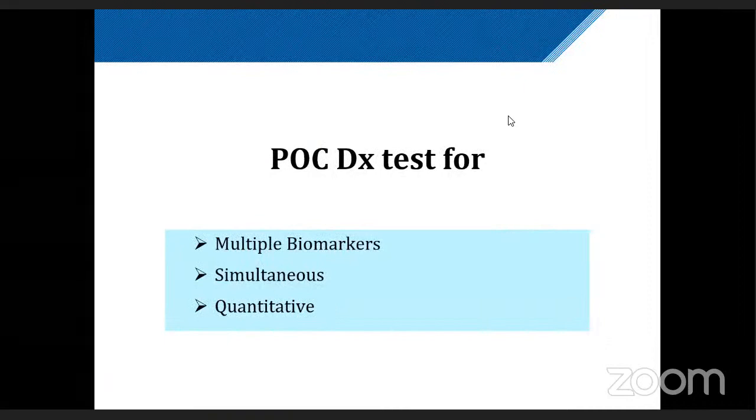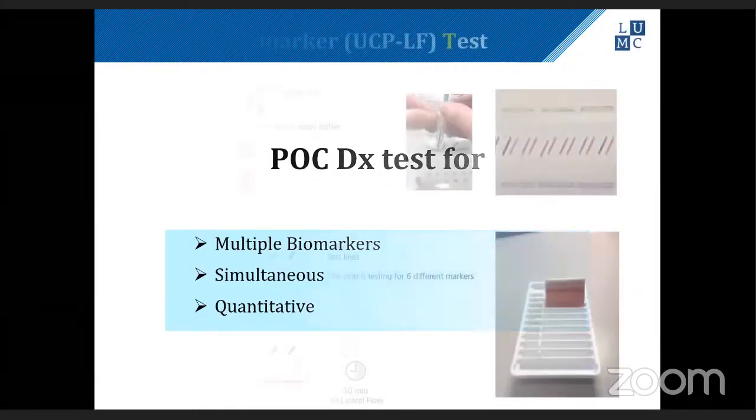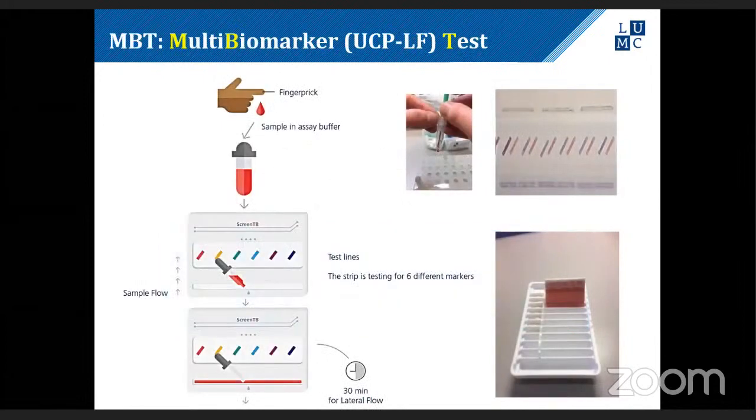So we need a point of care diagnostic test for multiple biomarkers, to measure them simultaneously but keep the quantitative aspect of the assay. And this is what we have developed recently. It's called the MBT, which stands for multiple biomarker test, very simple. And it's again a UCP lateral flow test. However, it is not a small strip that we use now, but a broader strip. On the strip, we have six markers, and each marker has a test line and a flow control line.